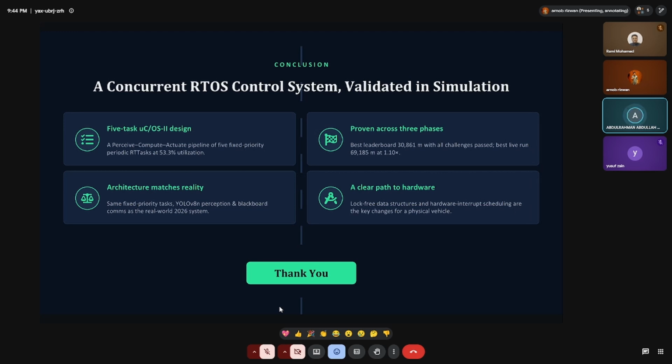The third is our system was proven in these phases. We got 30,861 meters on the leaderboard with all challenges passed. Our best live run was 69,185 meters at 1.10 times speed. Last, we have a clear path to real hardware. We just need to add the lock-free data structure and hardware interrupt scheduling.